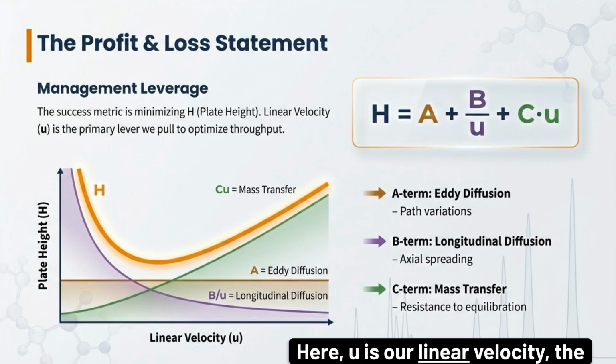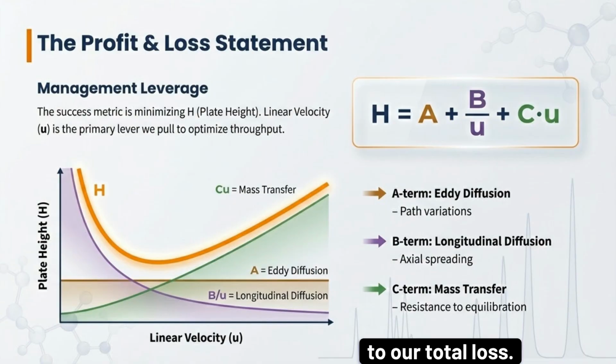Here, U is our linear velocity, the speed of the mobile phase. This is the primary lever we can pull. By changing U, we change how much the B and C terms contribute to our total loss. Our goal is to find the minimum point on this plot.